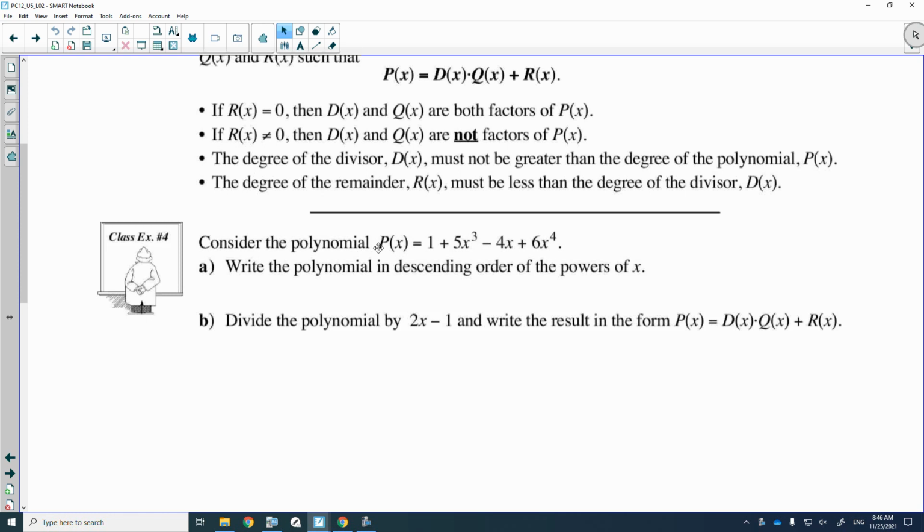It says consider the polynomial function. It gives us the polynomial function, but it is not in descending order of x. I need you to do two things. I need you to rewrite it in descending order of x, and I need you to make sure that you have zeros as placeholders. So do those two things.